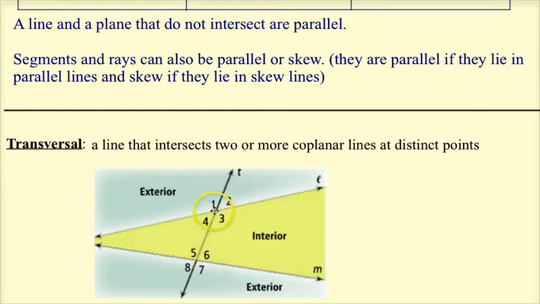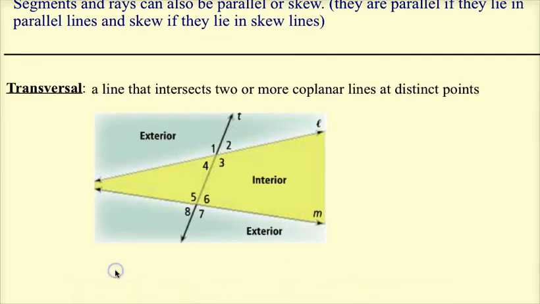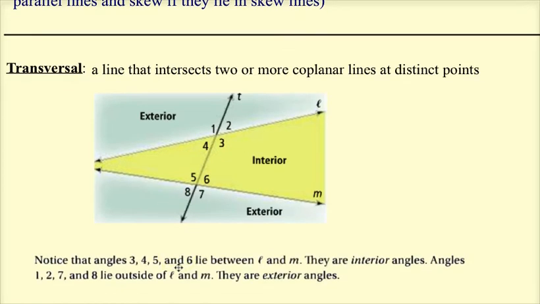When the transversal intersects the 2 lines, there are 8 angles formed, and I have them numbered here. In between the 2 lines is called the interior region, and outside of the lines is called the exterior region. Notice that these angles that are formed, 3, 4, 5, and 6, are going to be our interior angles because they're in the interior region. So 3, 4, 5, and 6 lie between the 2 lines. They're interior angles.